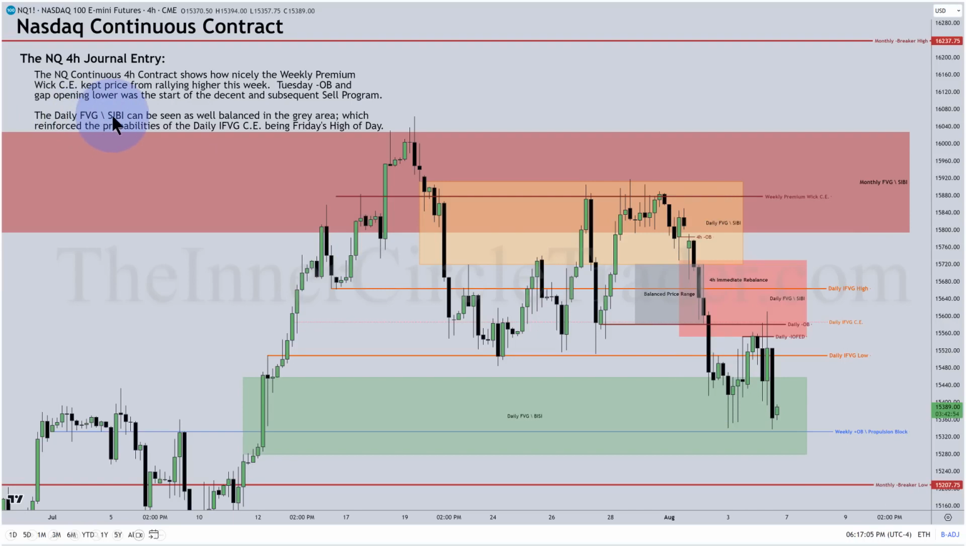The daily fair value gap SIBI can be seen as well balanced in the gray area. That's this area right in here. All of this is well balanced because it's back and forth price action. It's not just one candle. It's back and forth, up and down, which reinforce the probabilities of the daily inversion fair value gap consequent encroachment being Friday's high of the day. And we see that actually occurring here.